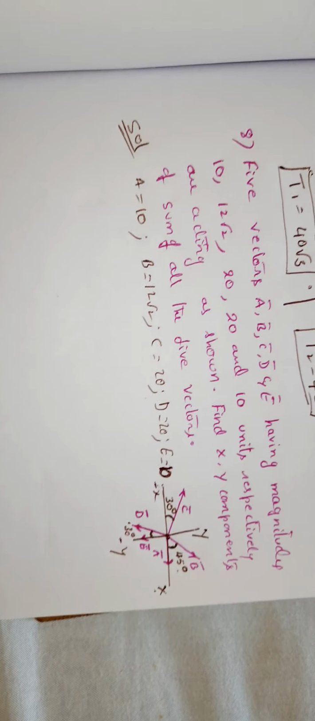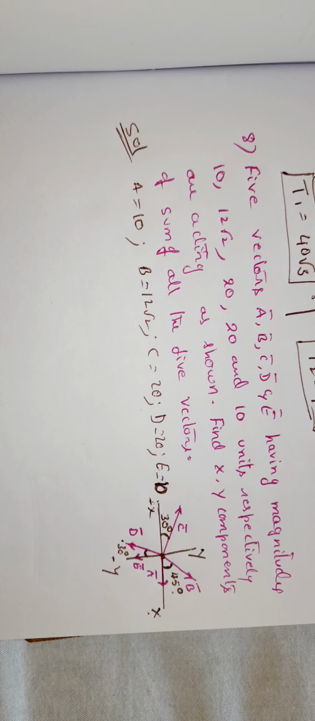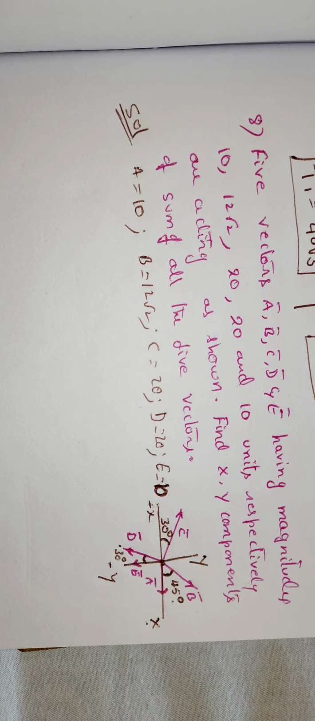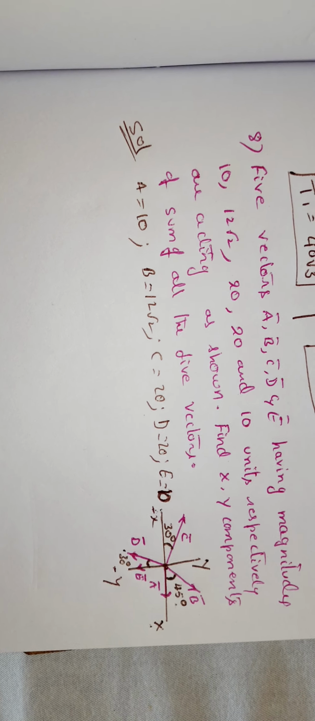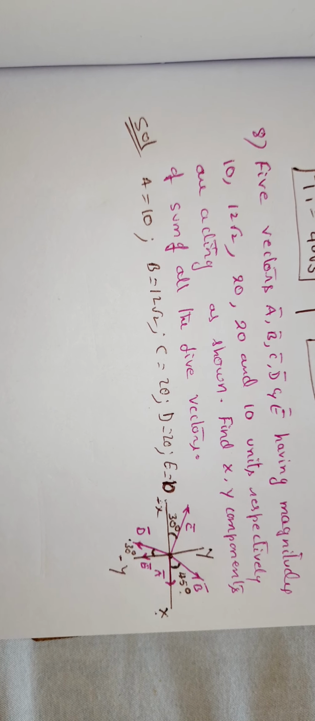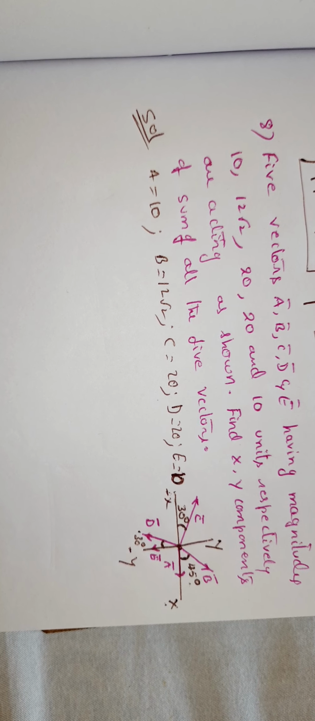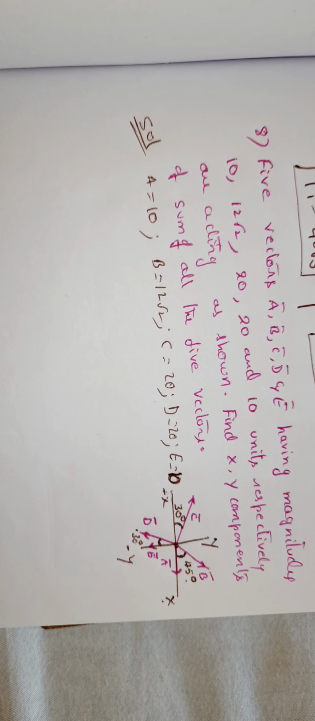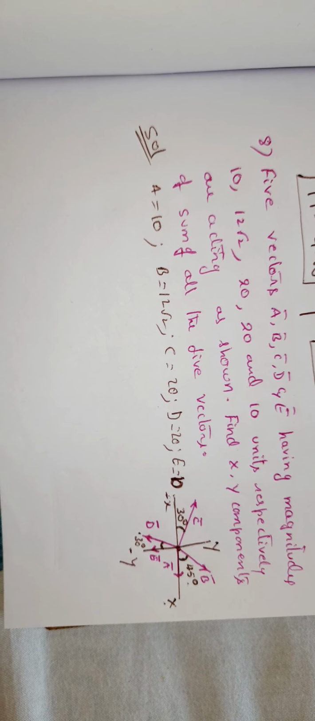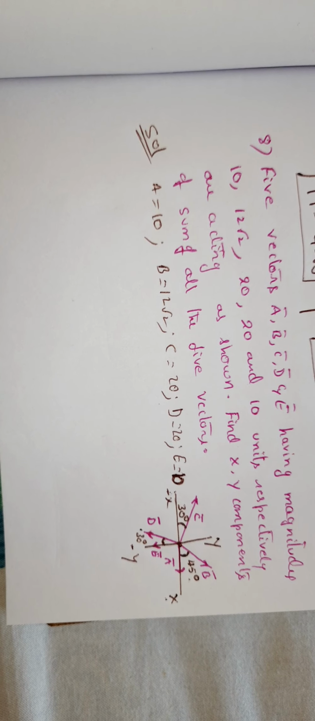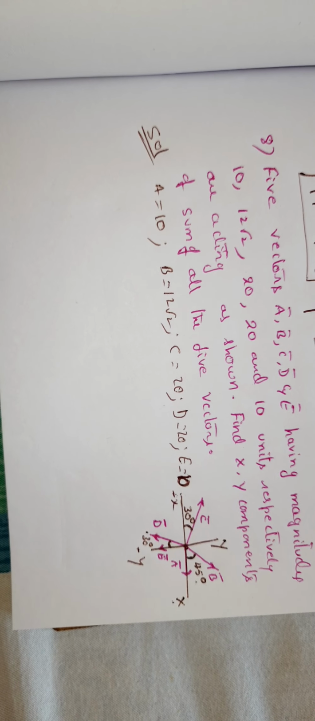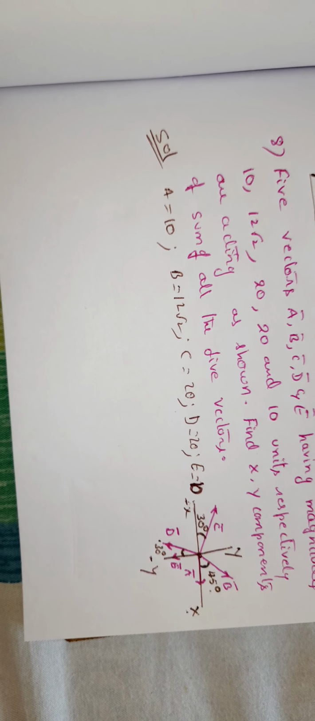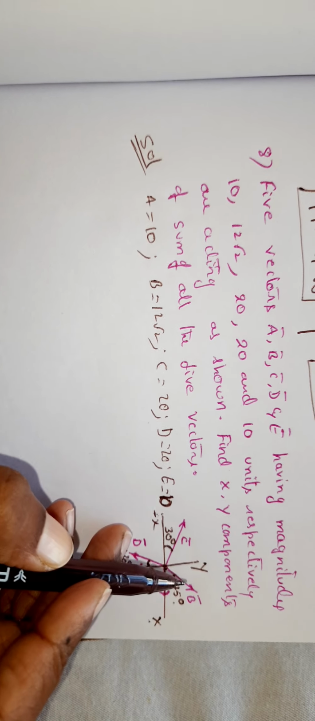Done. Now what is the question? Find the x and y components of sum of all the 5 vectors. Sum of all the 5 vectors. How are we going to do that? Yes, simple. Every vector you write in x and y components. Every vector. That means you are going to write them as position vectors.